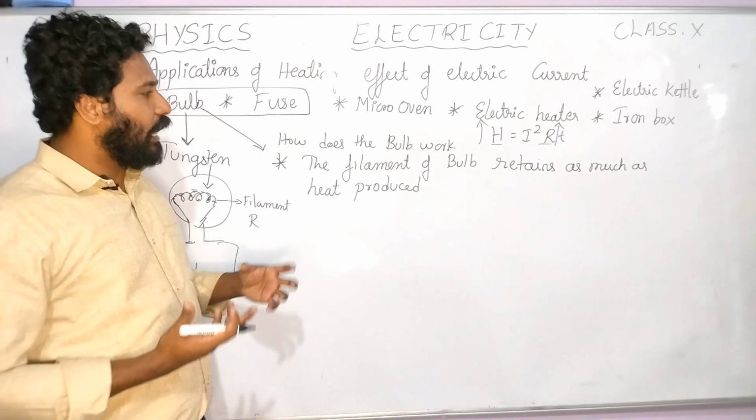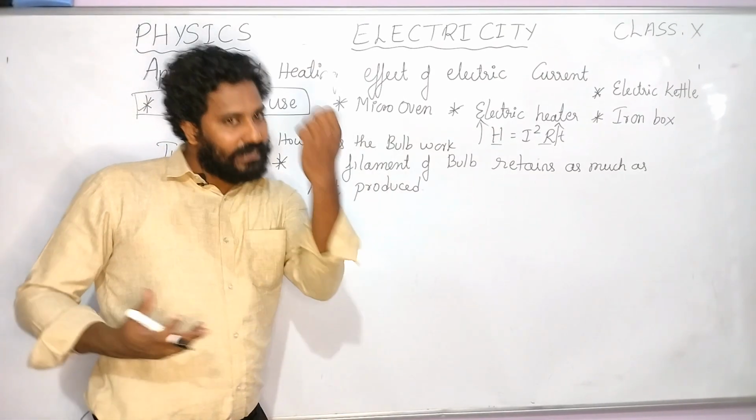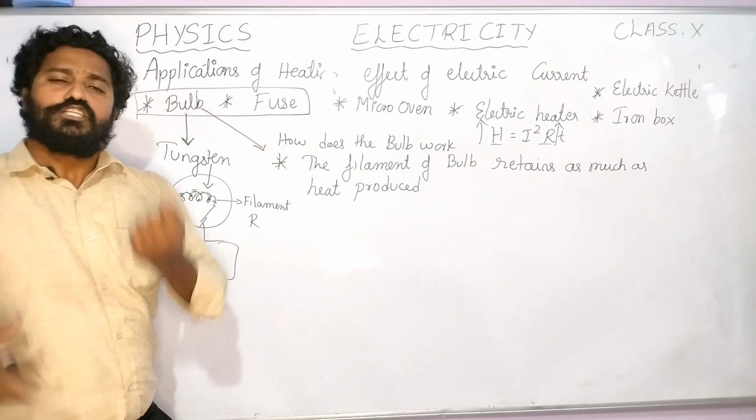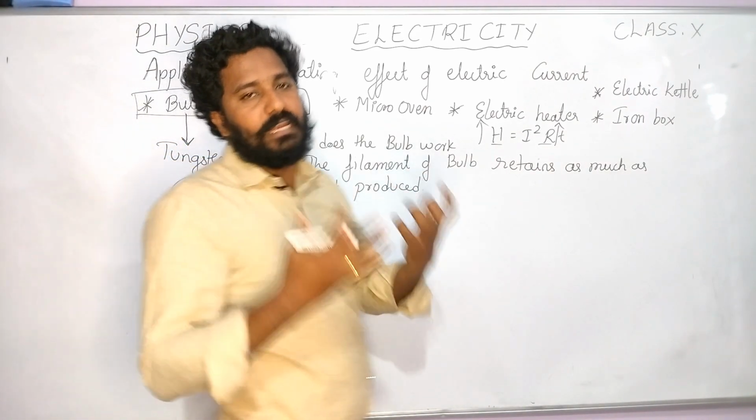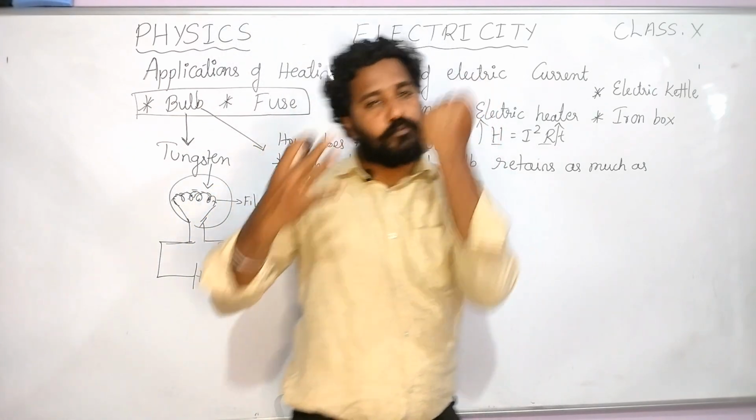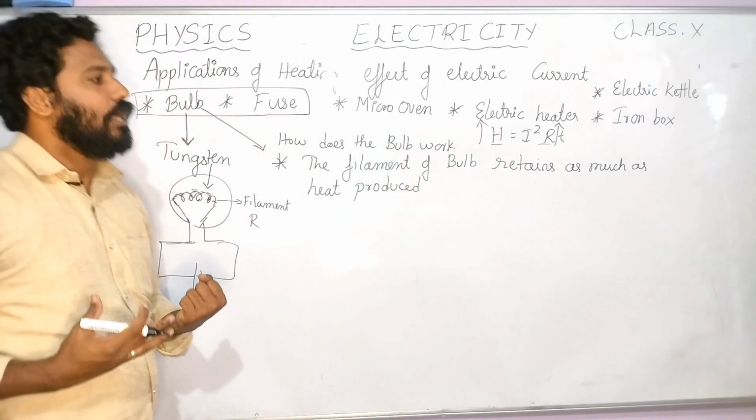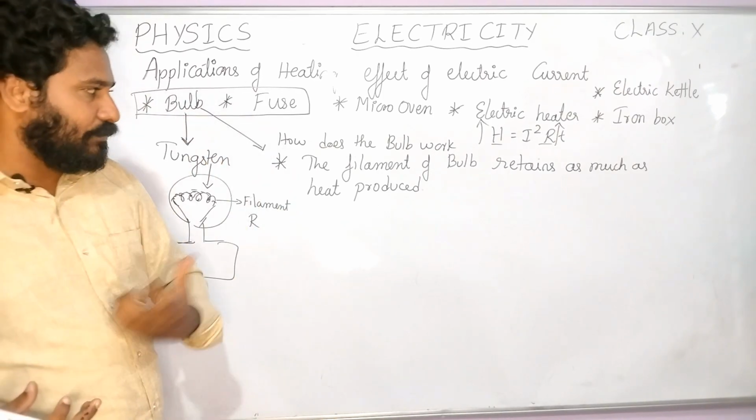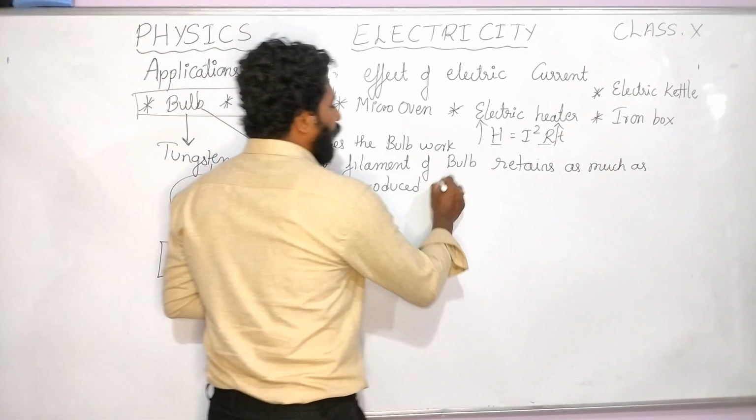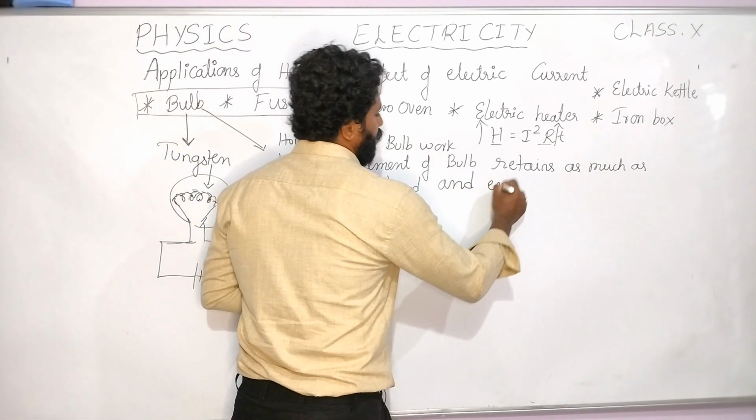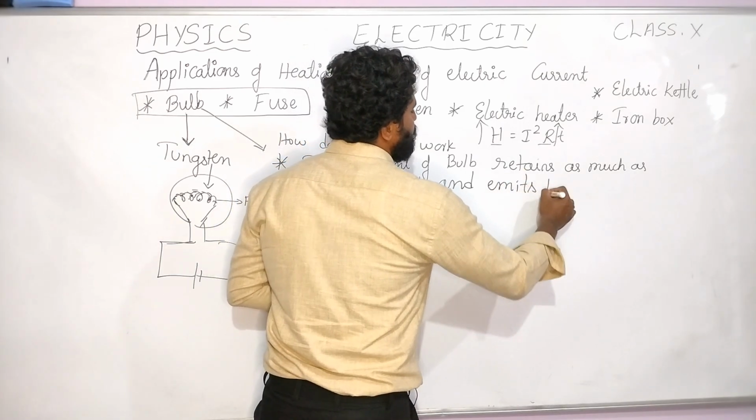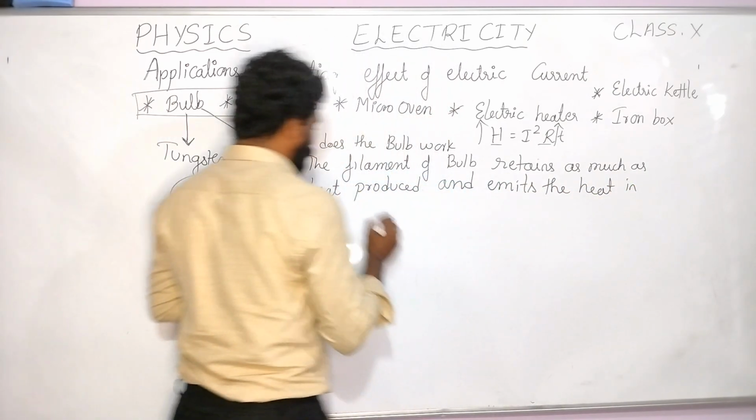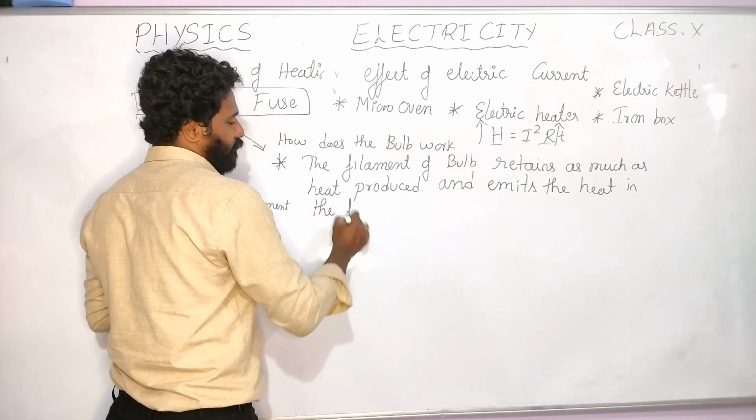Then what happens? The filament of the bulb retains, which means first it absorbs. However much heat energy is produced, it will absorb it. So the filament of the bulb retains as much heat as is produced and emits the heat in the form of light.